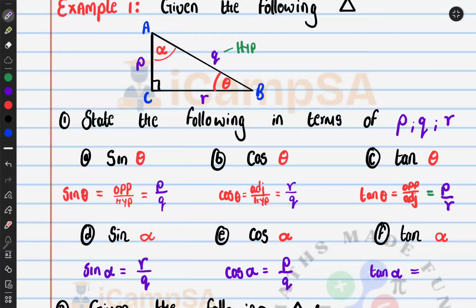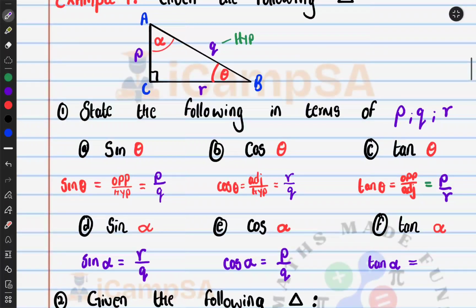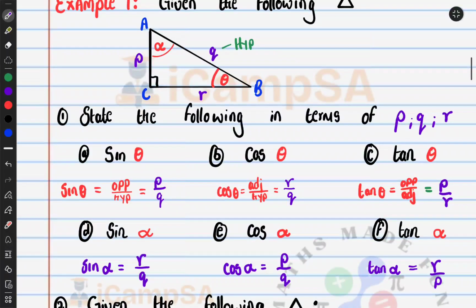And then next we are looking at tan alpha. Look at the tangent. For tan alpha, we are looking at the opposite over adjacent. Which side is opposite to alpha now? The side facing alpha is going to be side R, and the side next to alpha is P. Therefore, tan alpha is going to be R over P. R over P, opposite over adjacent. I hope you guys now understand how the trigonometric ratios work.